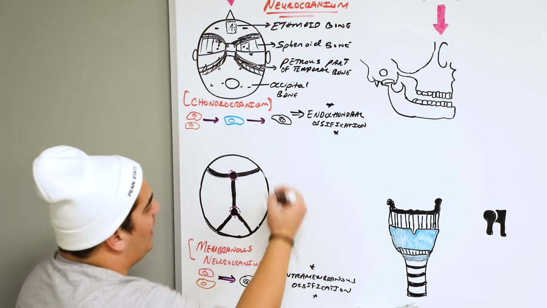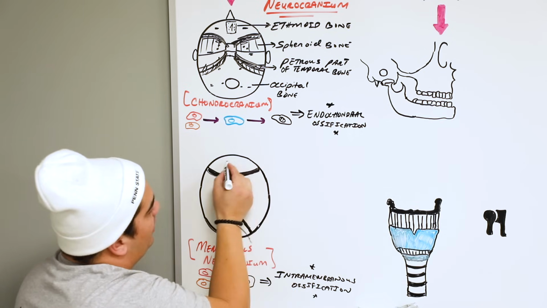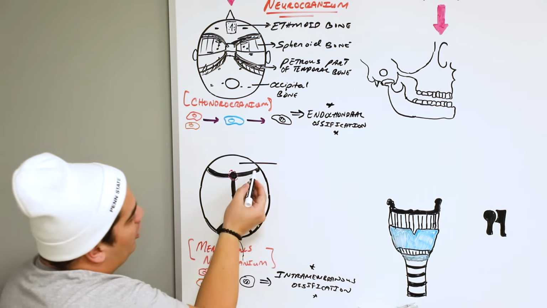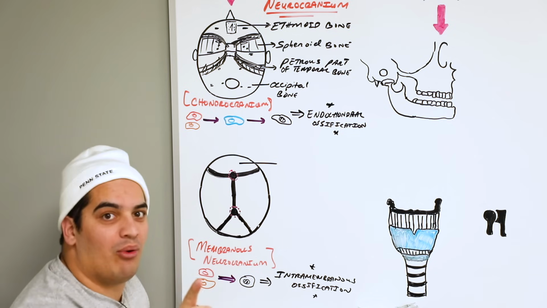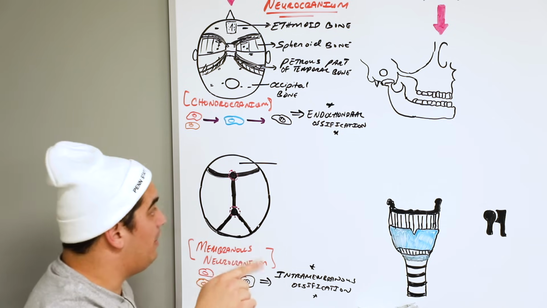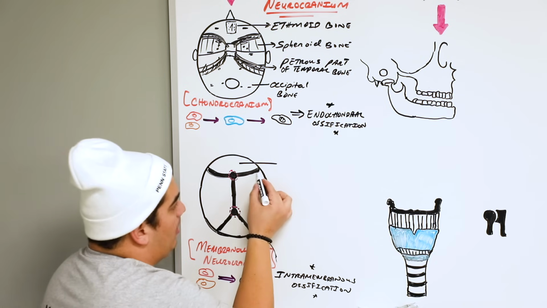The bones that are developed by this process of intramembranous ossification is this bone right here in the front. You know you have a suture here, and these are very important structures during the baby whenever they're developing. We'll talk about those in a second.